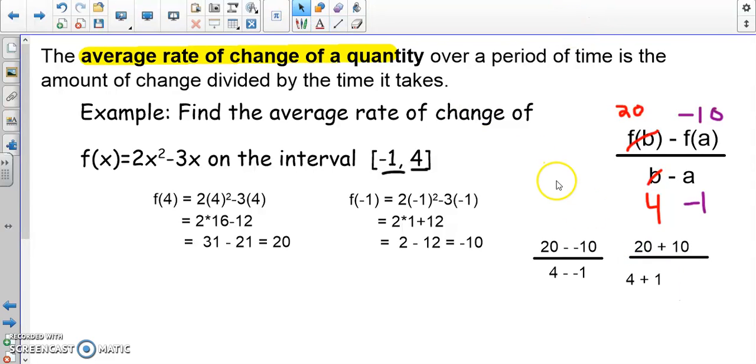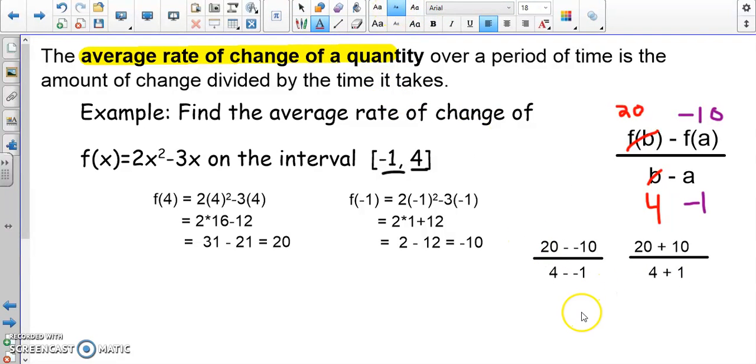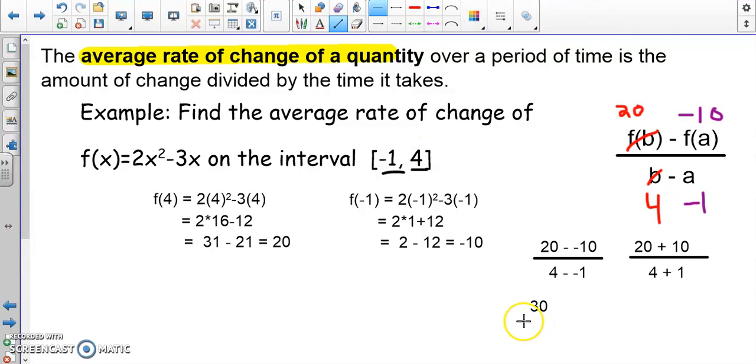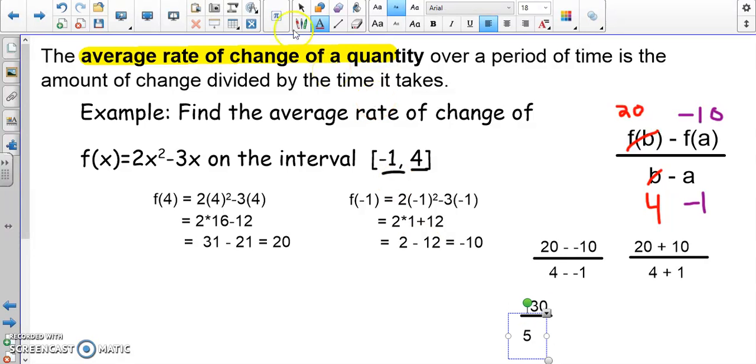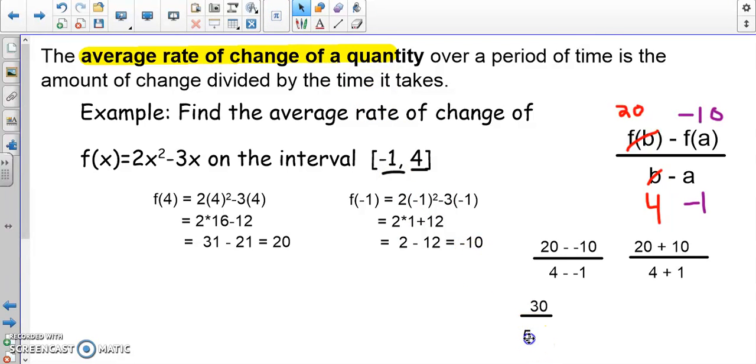So when we set up our fractions, we have 30 on top, and on the bottom we end up with 5. So 30 over 5. So we can divide 30 by 5, and we can get our answer. That is equal to 6, and that's our answer.